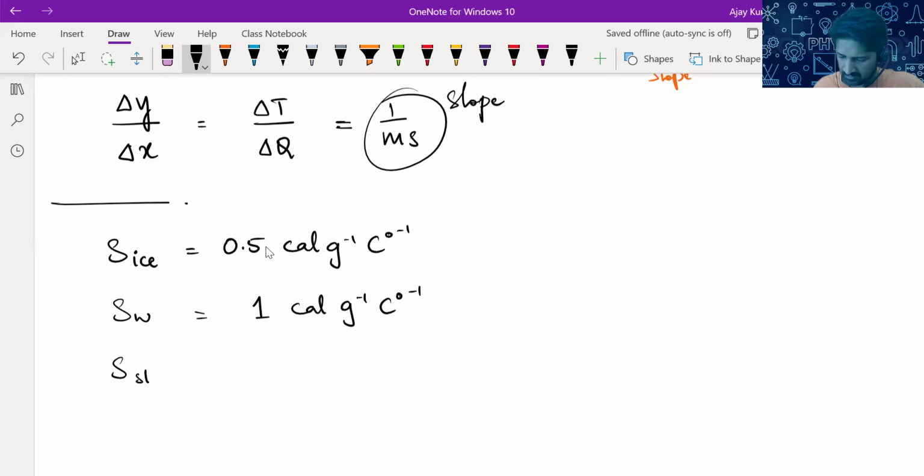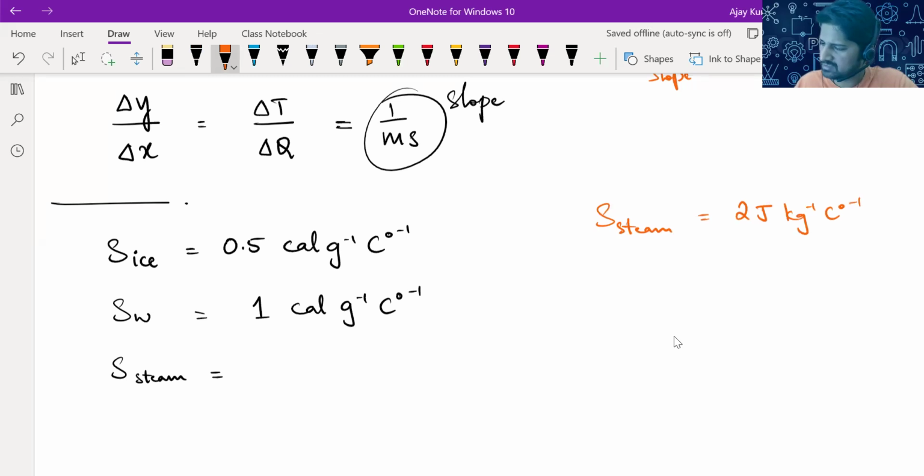Then specific heat of steam. Steam is the gaseous form of water. Just a moment. Let me look up the value. Let me give you this as a question. Specific heat of steam. I got the answer on Google as 1.996 kilojoule. Kilojoule means into 1000 joules per kg per Kelvin. 1.996 will round it off to 2. So specific heat of steam in SI units is 2 kilojoule per kg per Celsius degree, or per Kelvin also you can write.